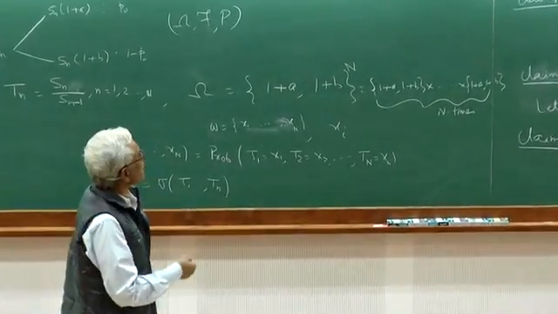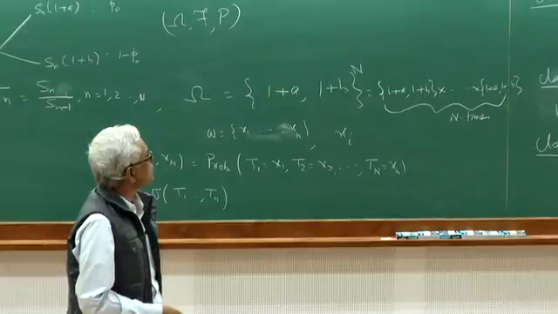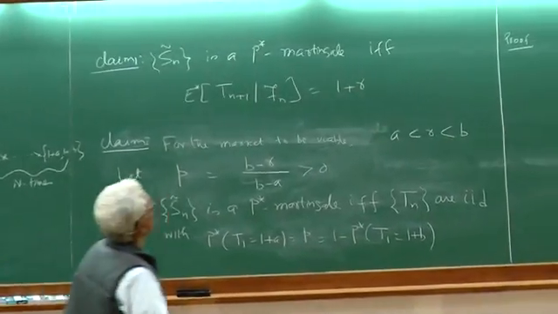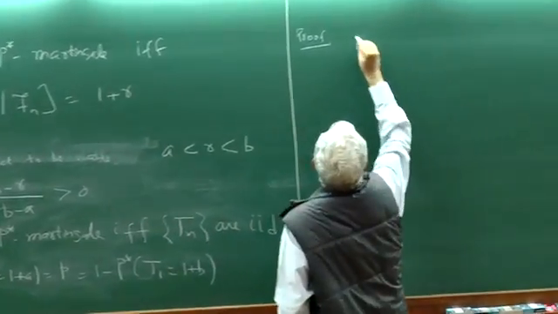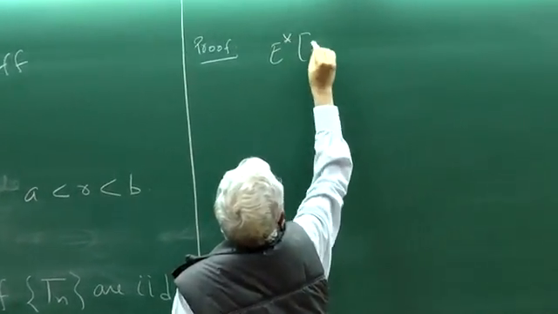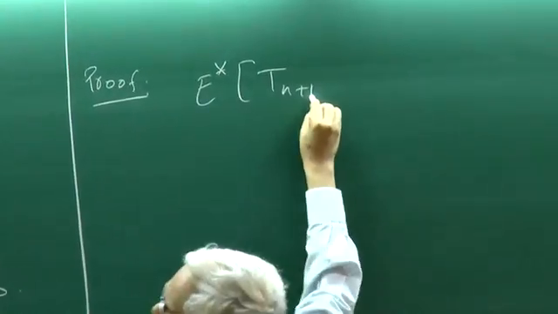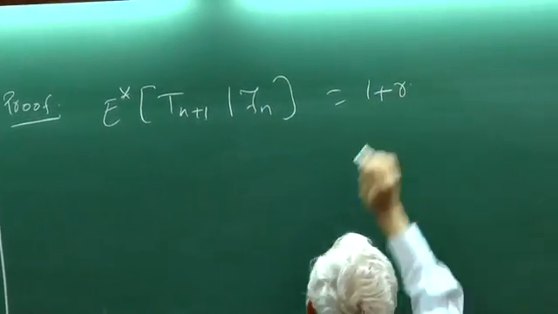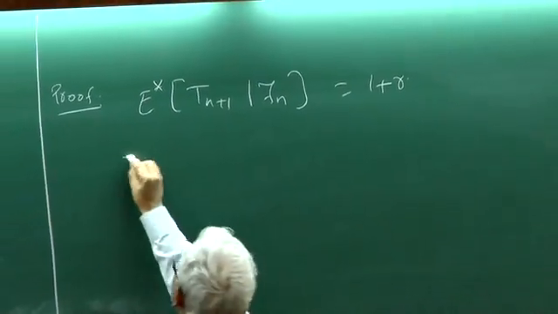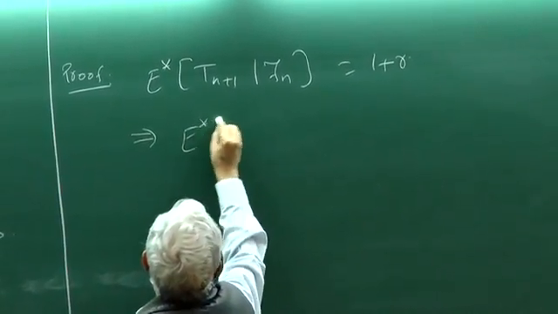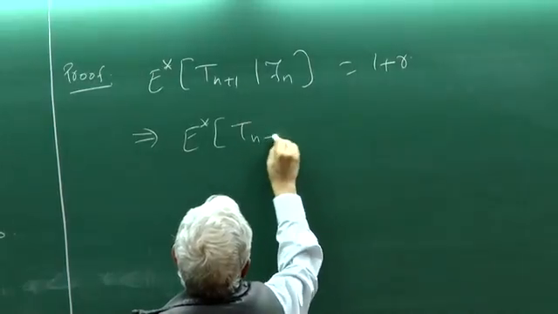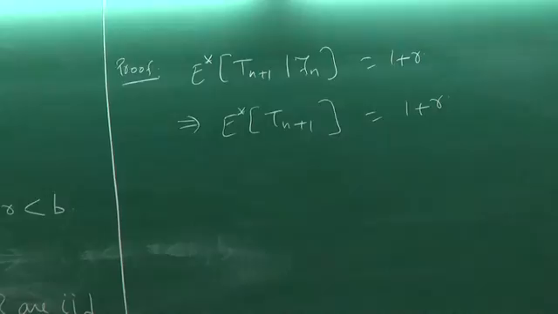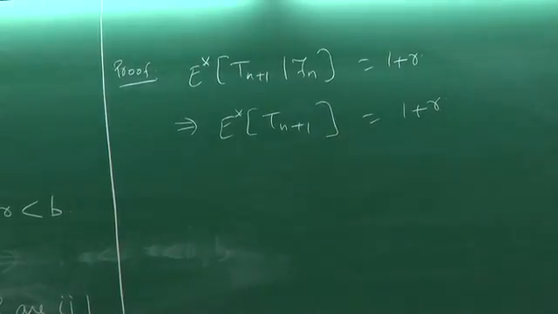It is a P star martingale if and only if the first claim is true, right? The first claim tells me that E star of Tn plus 1 given Fn is equal to 1 plus r. This tells me that E star of Tn plus 1 equals 1 plus r, but Tn plus 1 is a Bernoulli random variable.